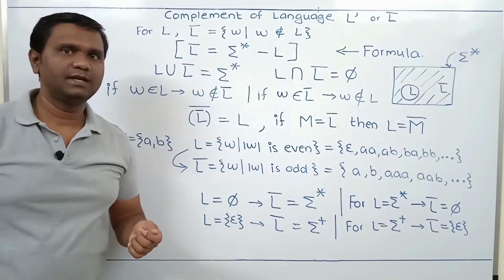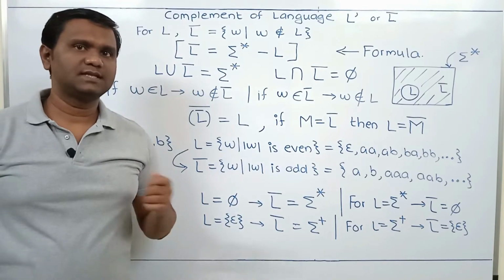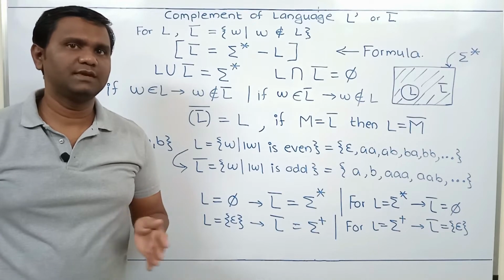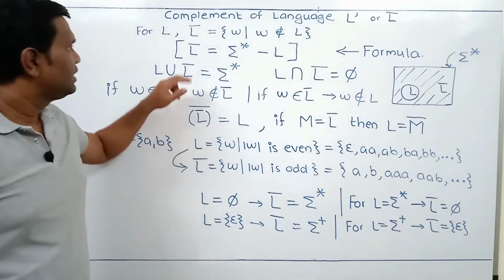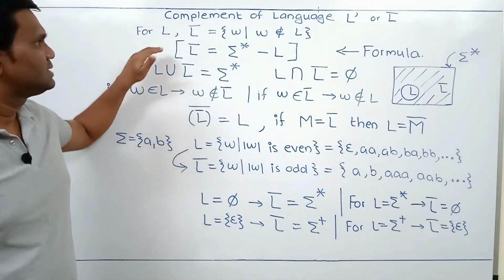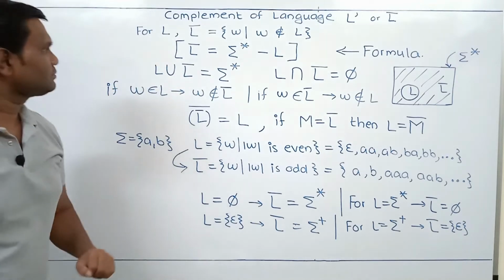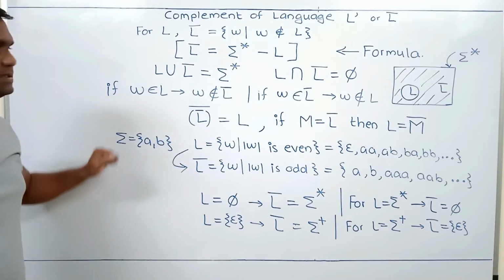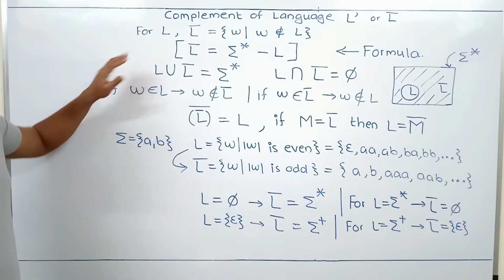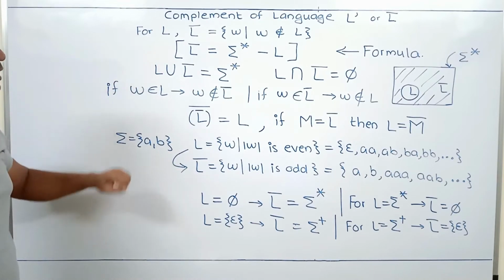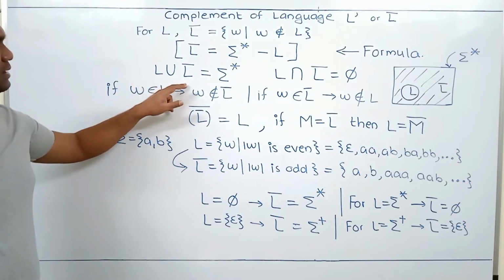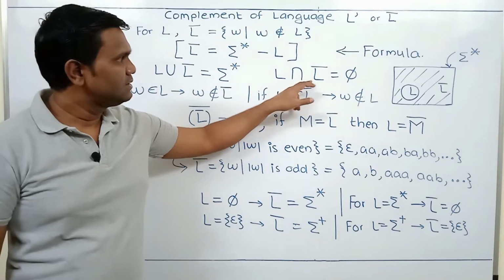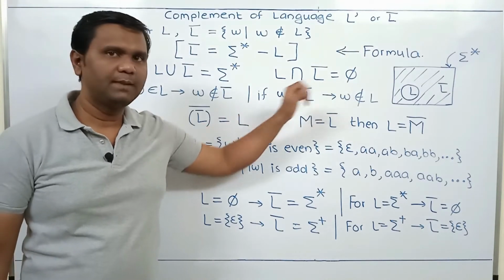For a given alphabet, consider the set of all strings, that is sigma star. From that you remove strings of language L and you get L bar or L complement. So this is one important formula. Now considering set theory, these are some simple results which are applicable for complement of the language also. So L union L bar gives sigma star. L intersection L bar is equal to empty set phi.